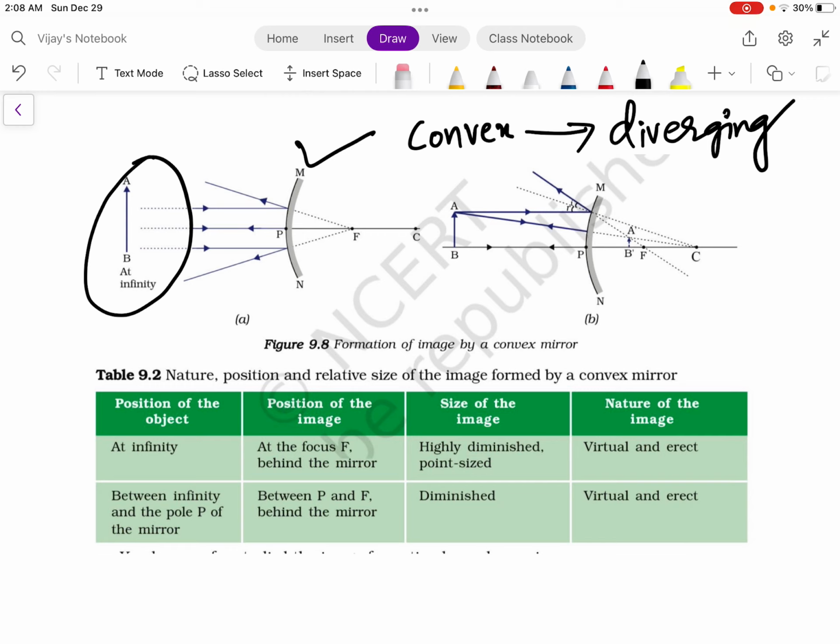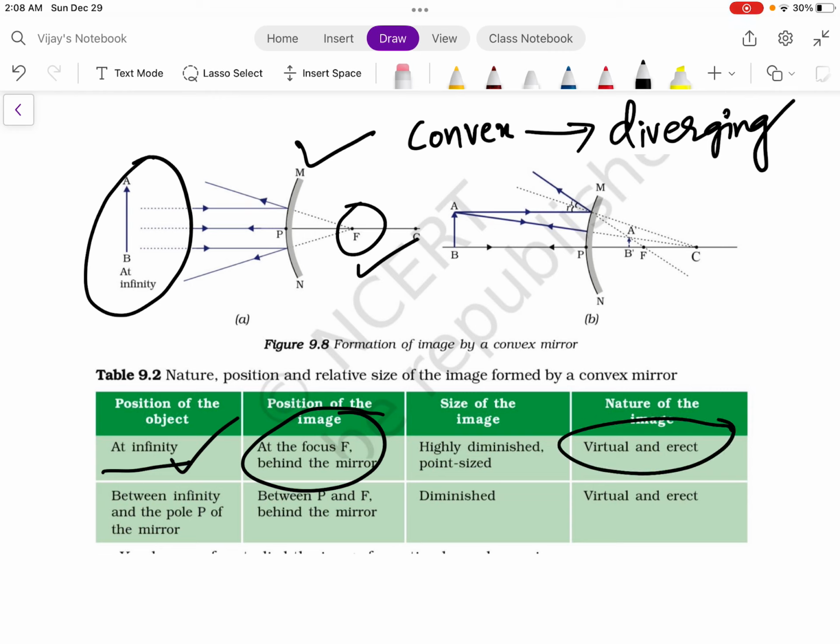So this is the first, that means there are only two ray diagrams. In the first case, you can see the object is at infinity, and the image is at the focus behind the mirror. You can see the image here. You can see it is highly diminished. Since it is forming inside the mirror, it is a virtual image, and you know that a virtual image is erect.